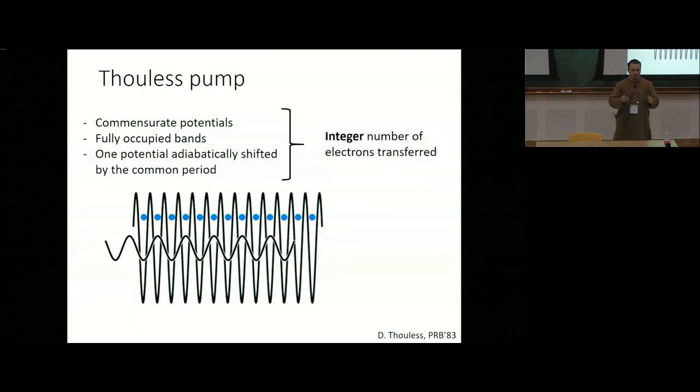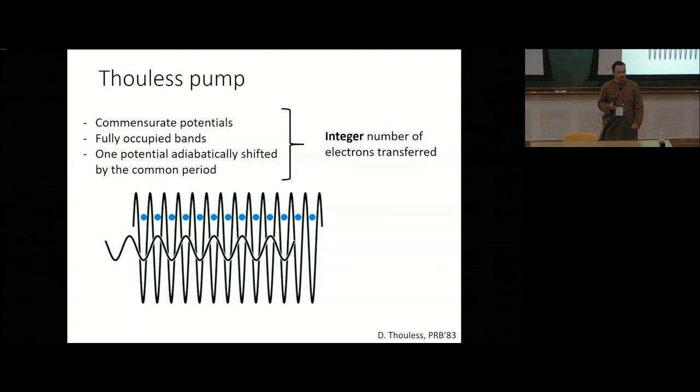So each cycle I transfer one and the same number, say 2 electrons. I do one more cycle, I transfer 2 more electrons. And this is going to be very important for me, because if I transfer 2 electrons each cycle, it means I have some current and I have no noise. I transfer 2 electrons each cycle without any probabilities, deterministically.